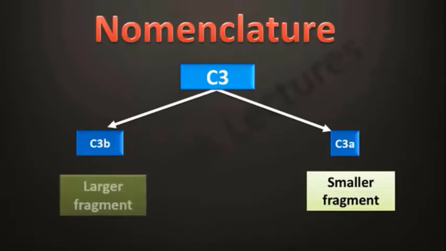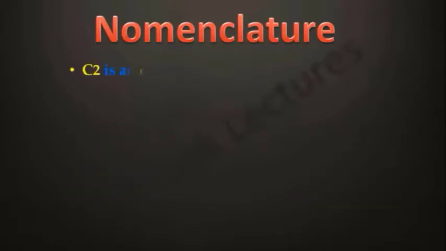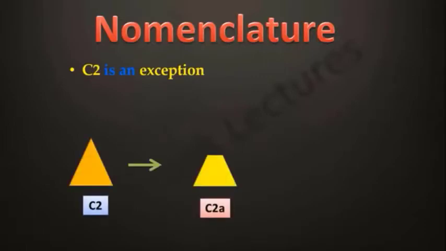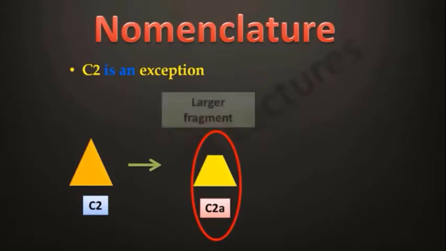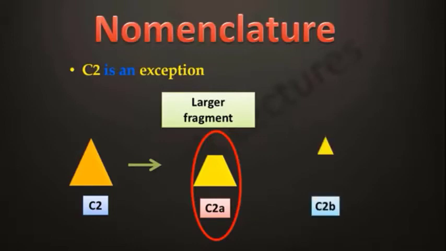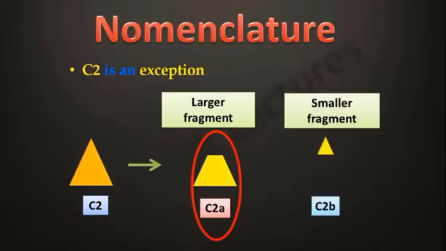Now, it is generally the larger fragment, that is, the fragment with the suffix b, which contributes to the next enzymatic activity in the cascade. Thus, in this case, C3b will contribute to the next enzymatic activity. Complement protein C2 is an exception. How? Because in this case, the larger fragment is C2a, not C2b. So when complement protein C2 is cleaved, the larger fragment is C2a and the smaller fragment is C2b.